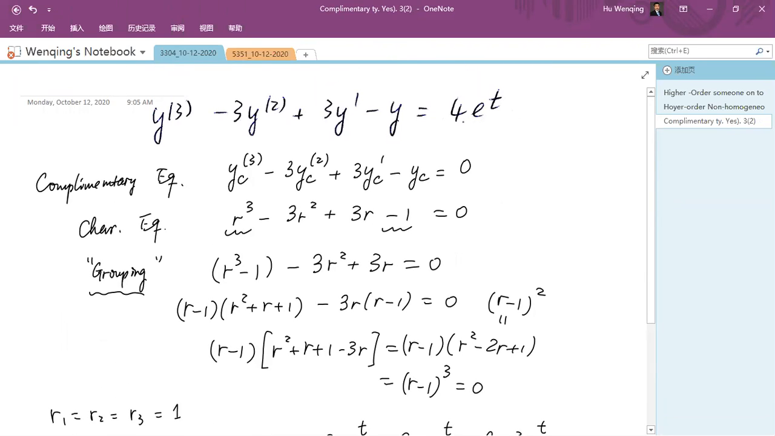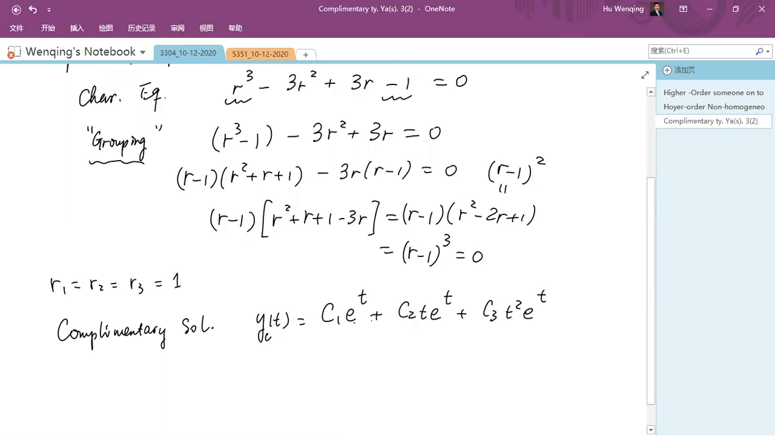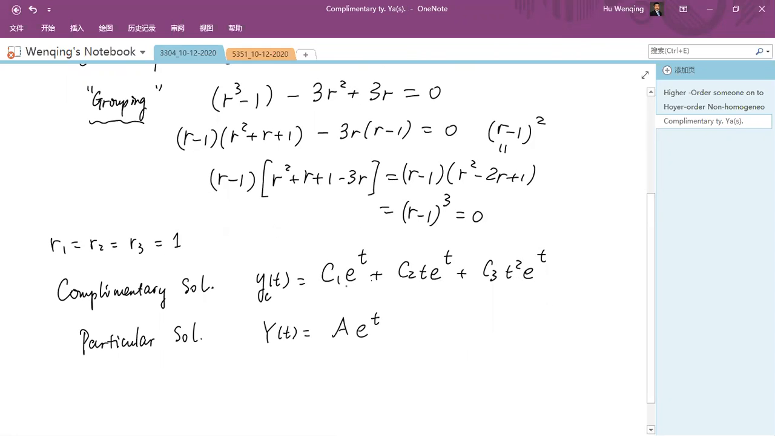You can see that the point here is that you have some problem. Because the complementary solution is c1 e to the power of t, c2 t times e to the power of t, and c3 t squared e to the power of t, when you try a particular solution, you're going to meet the golden principle again. Because if you try y of t equal to a e to the power of t, then it agrees with part of the complementary solution.